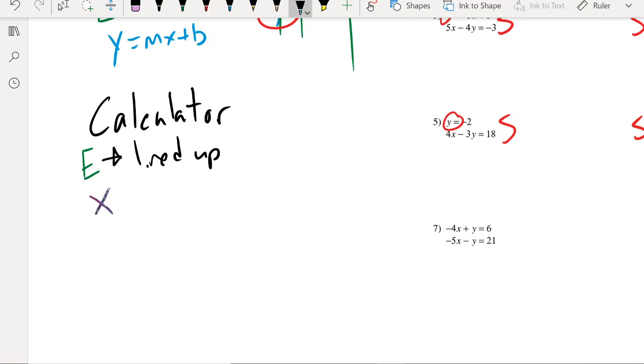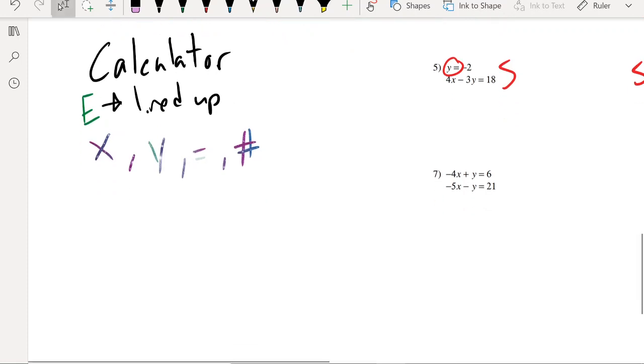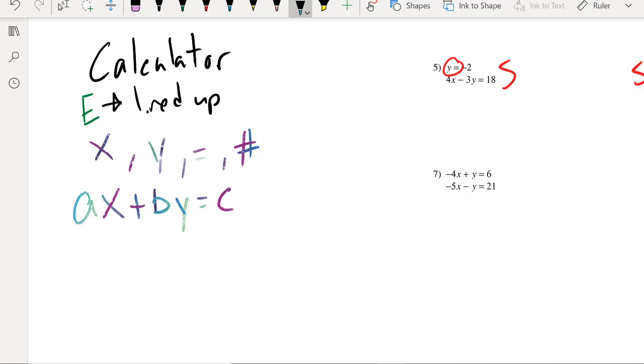It needs to be X, and then Y, and then the equals, and then the number. Okay? And it needs to be like that for this to work. So once it's in that form, more algebraically, this is what it would look like: ax plus by equals c, and this is what's called standard form, by the way.